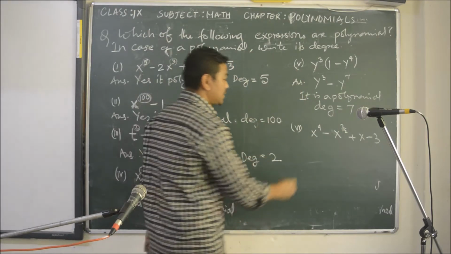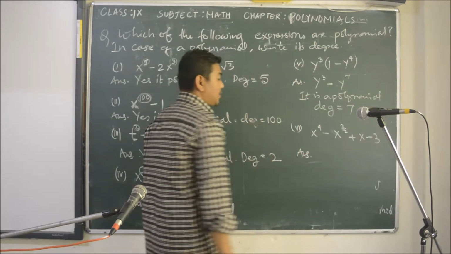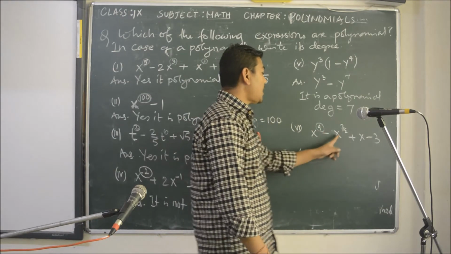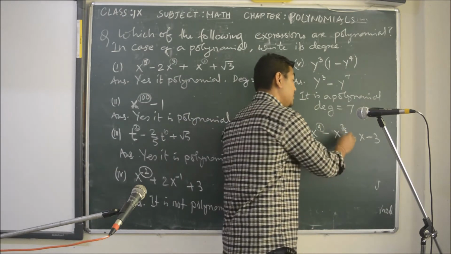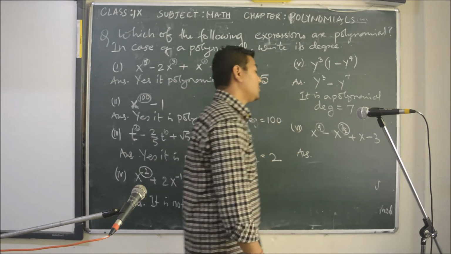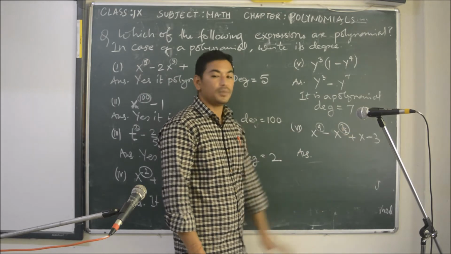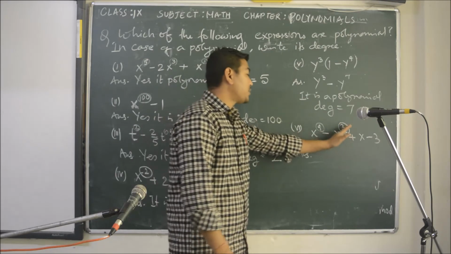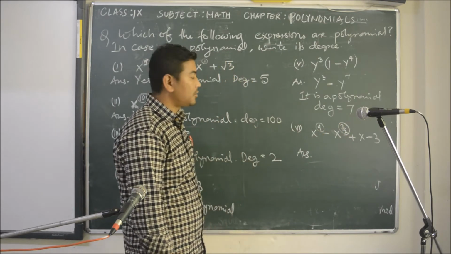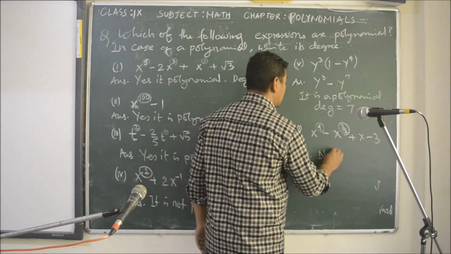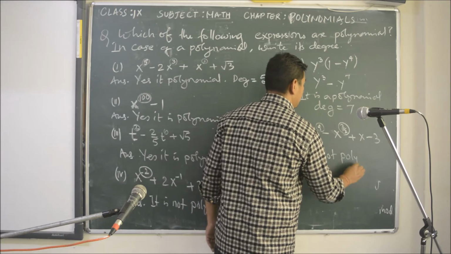And let's come to the last question here. Now x to the power 4. Yes, it is a positive integer. x to the power 3 by 2. Now it is a fraction. If the power of the variable is a fraction, then this expression is not regarded as a polynomial. So definitely this is not a polynomial. Why?